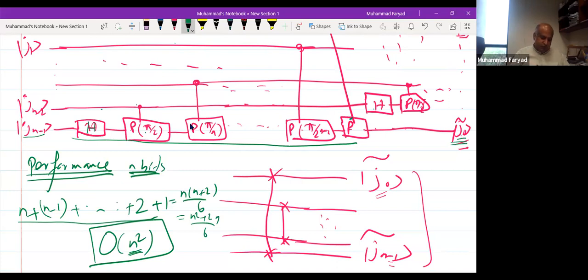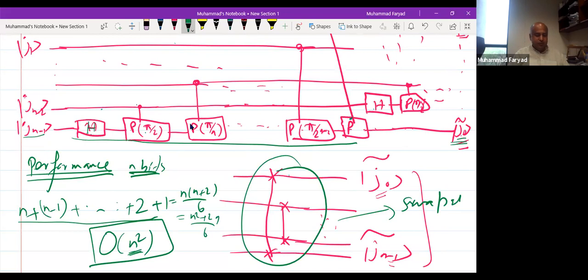We also need the swap gates, and they are n by 2. To swap these qubits, if there are n bits, we need n by 2 swap gates. But still, this n squared term is the leading term, because this is just proportional to n. So we need gates which are proportional to n squared to implement this quantum Fourier transform.